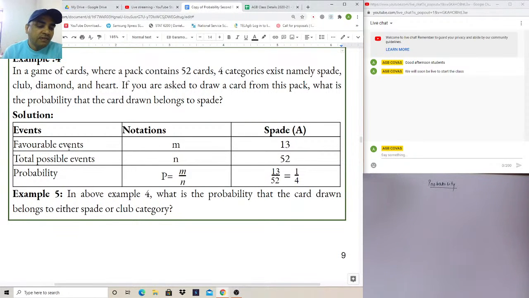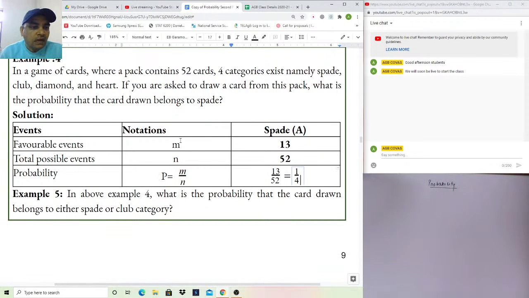The favorable event is denoted by M, and what is the favorable event? That is getting a spade. So how many spades are there in 52 cards? 13. So here we have marked it 13. What are the total possible events? N, so it is 52. Now your probability will be P is equal to M by N. So it will be 13 by 52 is equal to 1 by 4.